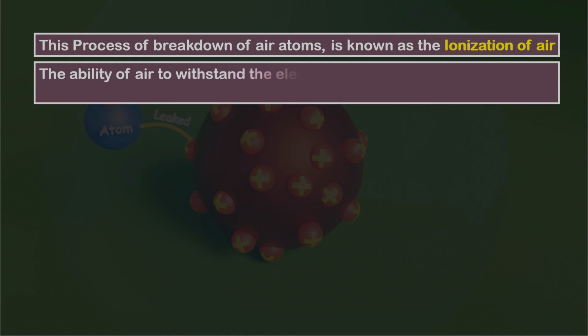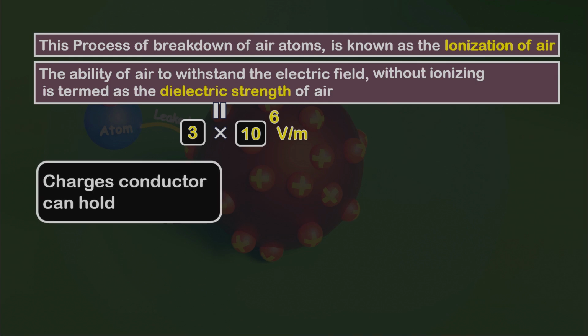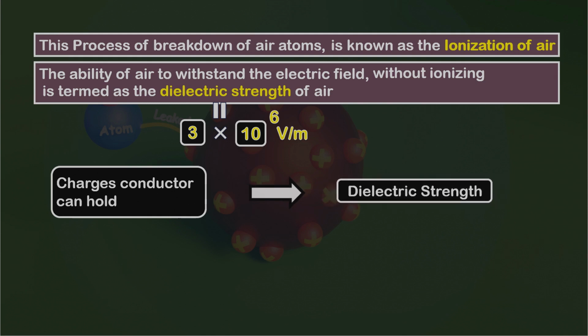This process of breakdown of air atoms is known as the ionization of air, and the ability of air to withstand the electric field without ionizing is termed as the dielectric strength of air, which is numerically equal to 3 into 10 to the power 6 volts per meter, and dielectric refers to an insulator. So, by considering all other possible factors constant, the amount of charges a conductor can hold depends on the dielectric strength of the insulating material surrounding it.